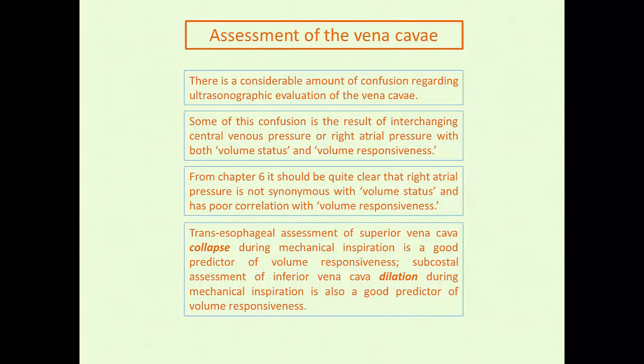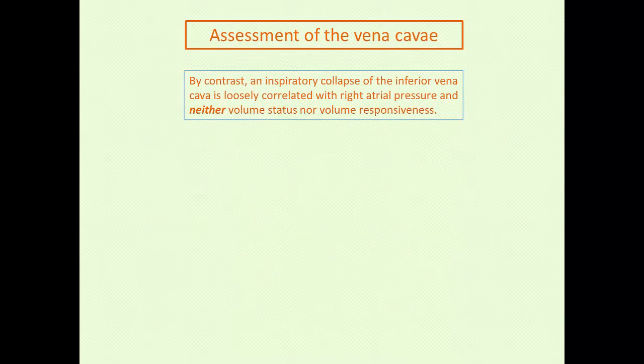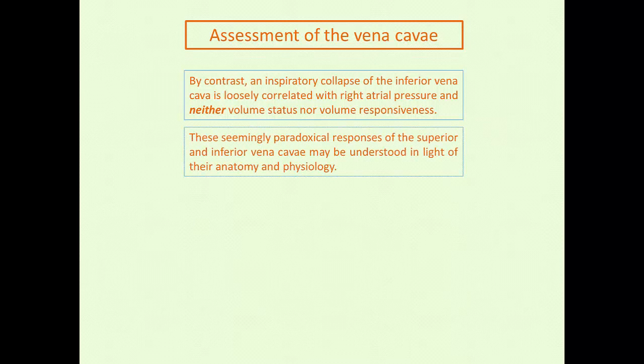When you deviate from these initial patients in which this was derived, the sensitivity and specificity of these results become degraded. By contrast, inspiratory collapse of the inferior vena cava is loosely correlated with right atrial pressure, and it's correlated neither with absolute volume status nor volume responsiveness. This may ruffle some feathers, because I see people performing this assessment all the time. I hope after this talk you realize why that's not necessarily the case.